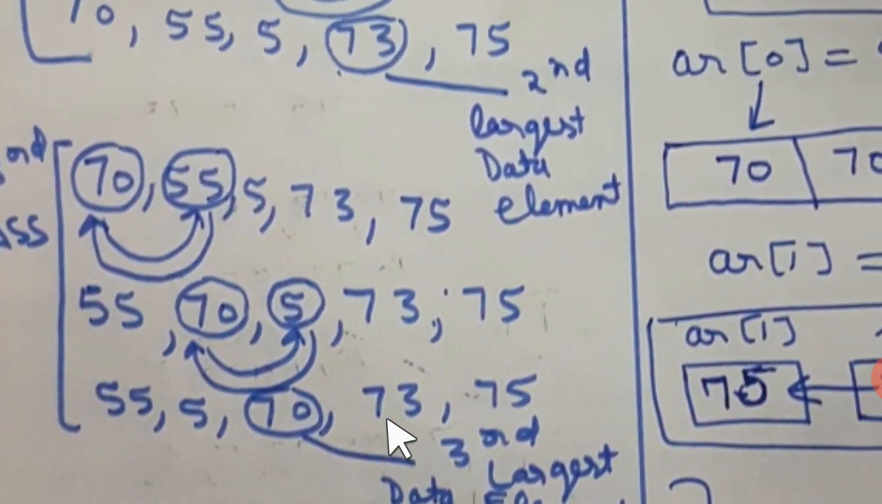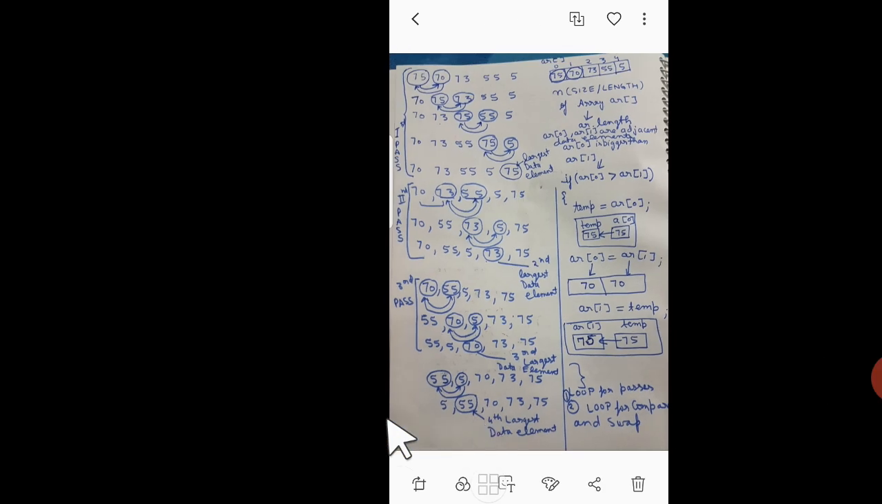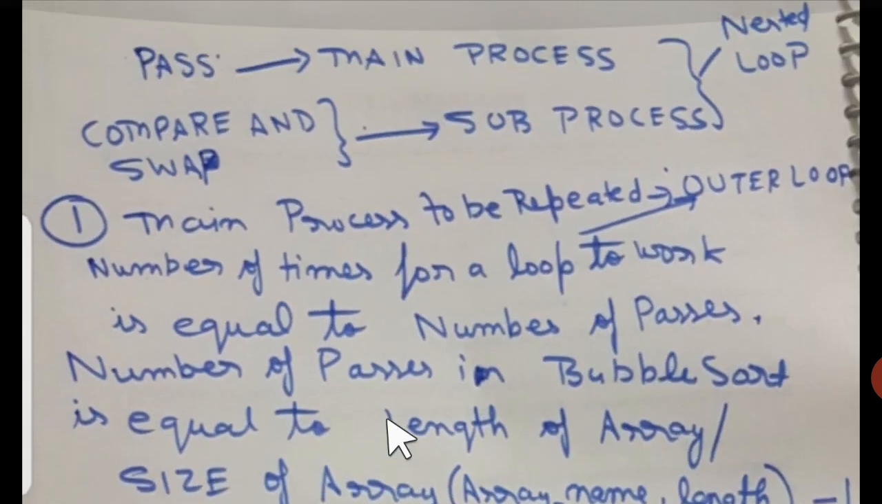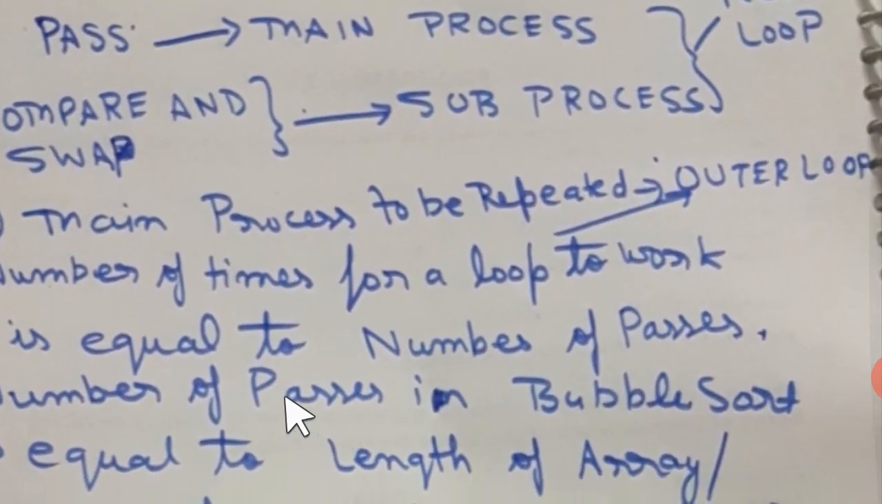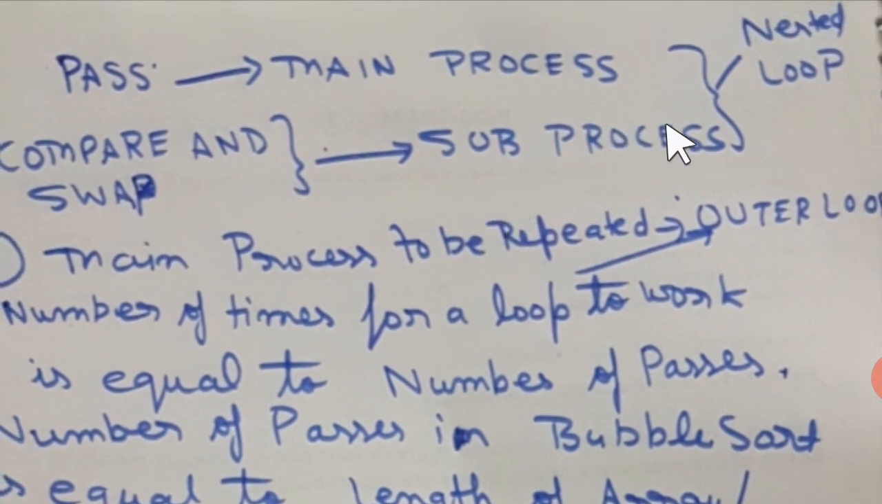Okay, students, I'm just going to tell you one more time. The pass is the main process, and compare and swap is the sub process in bubble sort. So main process and sub process are there. Which concept will we use? We will use a nested loop.